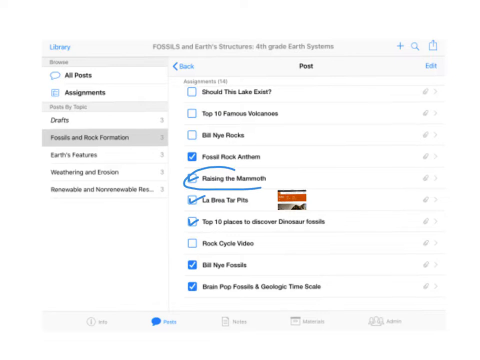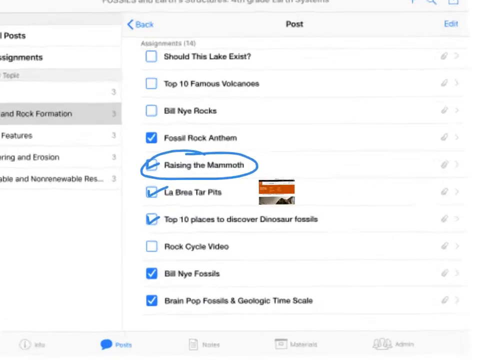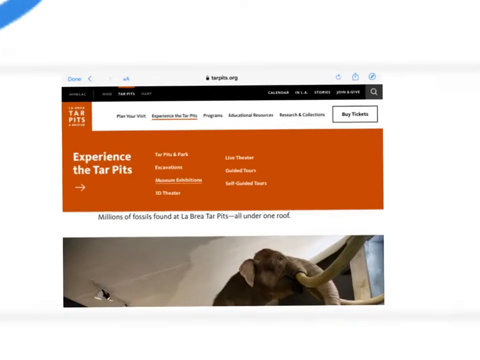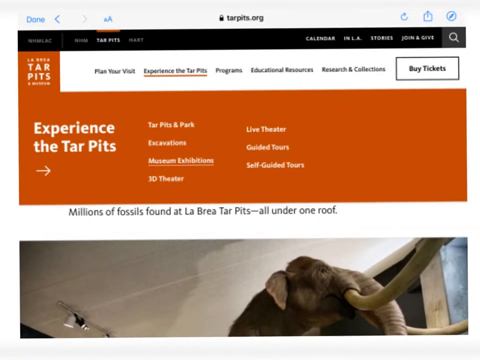This is a long series. It's a YouTube video. There are 12 parts to it. So if you want to skip around in there, you can get to the good stuff. But in the La Brea tar pits, I wanted to zoom in on here. This is a website. I want you guys to look into the museum exhibits. And then you'll check out all of the museum exhibitions at the La Brea Tar Pits Museum.